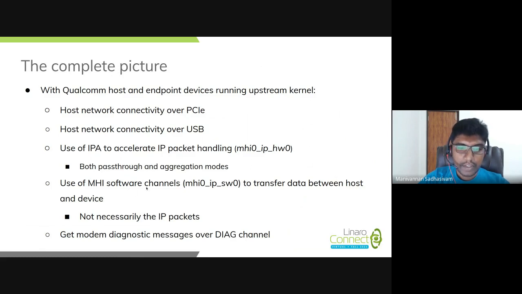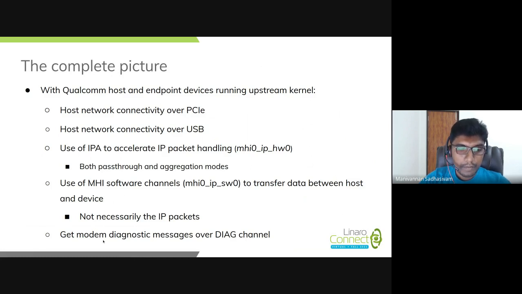In MHI, there are also the IP software channels available, and these channels are used to transfer arbitrary data between the endpoint device and the host. And this data need not be IP packets. These can be anything like camera packets or video data.